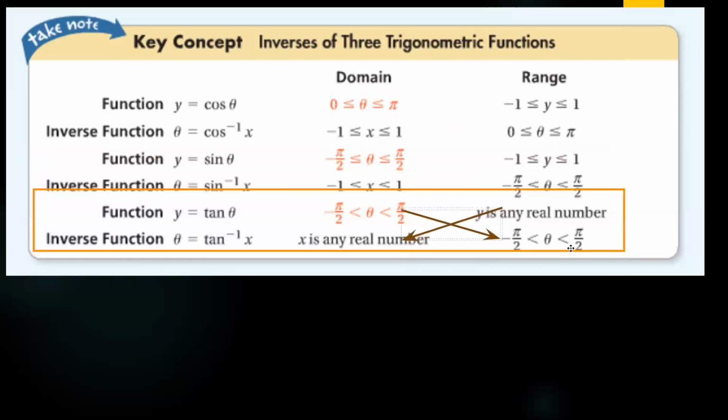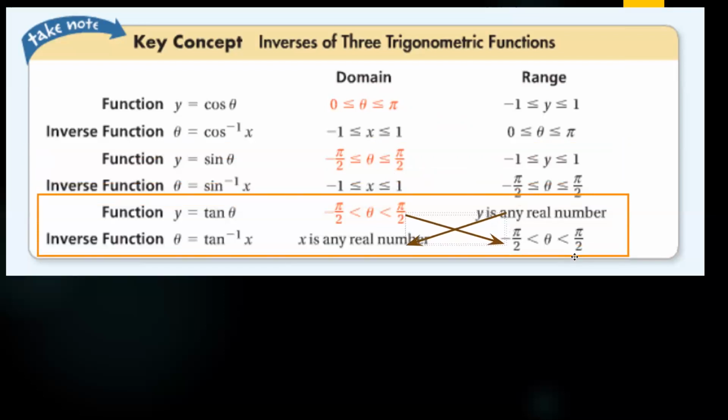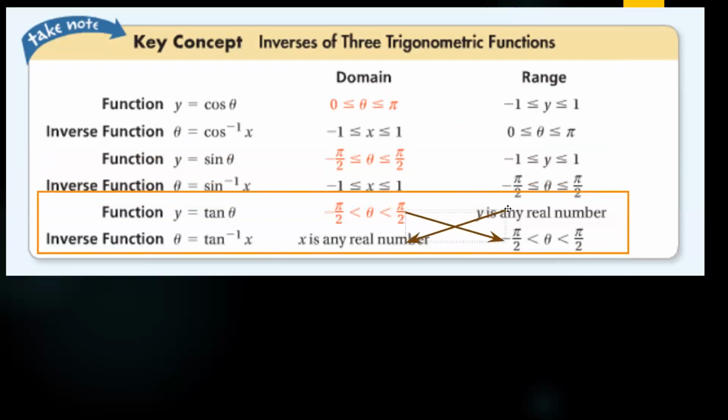And the same we have for tan. Its domain is from negative pi over 2 to pi over 2, and its range is all real numbers. When we talk about tan inverse, you have to remember that its range is from negative pi over 2 to pi over 2, and its domain is all real numbers. This is what you have to remember before talking about how to solve the equations.